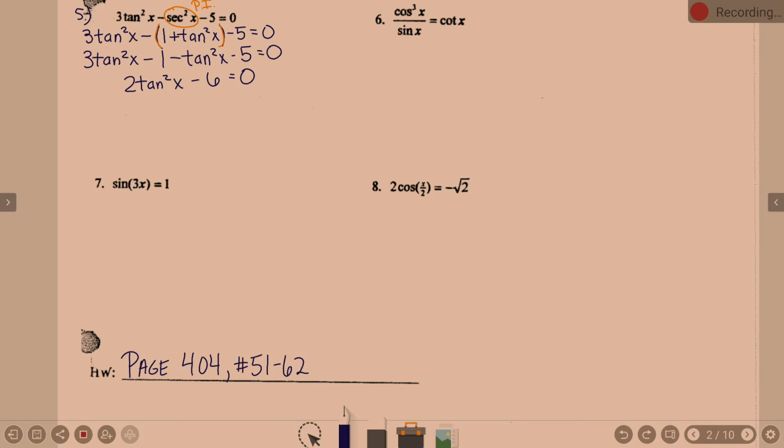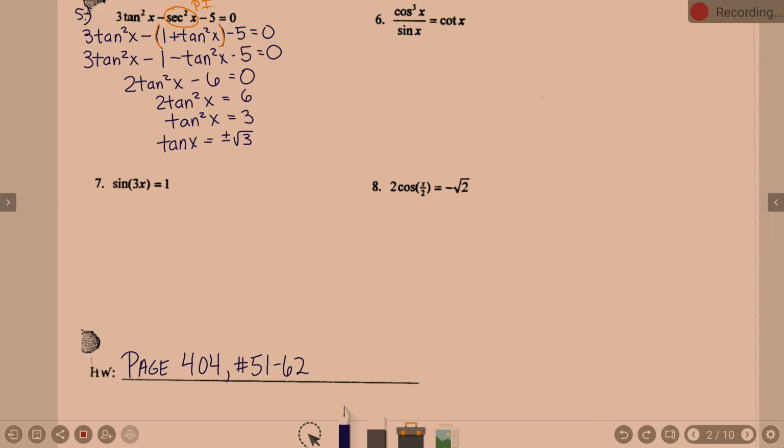Move the 6 over because here's the deal. I only have a tangent squared, so it's just like saying I only have an x squared. So I'm going to move the 6 over. Then I have 2 tangent squared x equals 6. Then I'm going to divide by 2. It's 3, right? 6 divided by 2 is 3. Then we're going to square root. The square root of tangent squared is tan x. The square root of 3? Plus or minus the square root of 3.